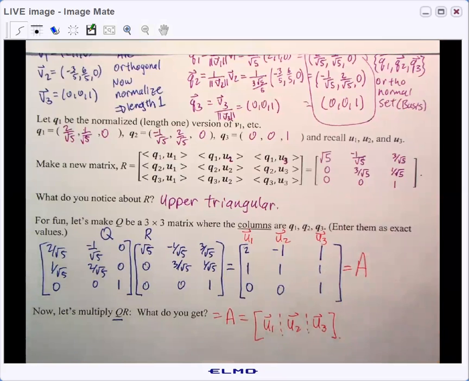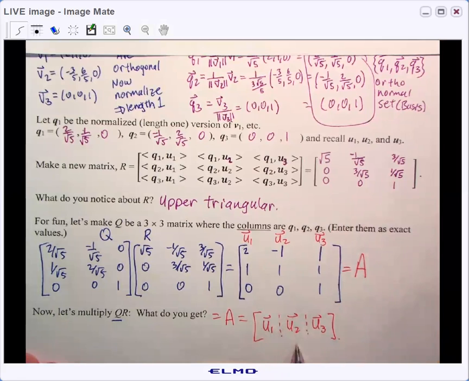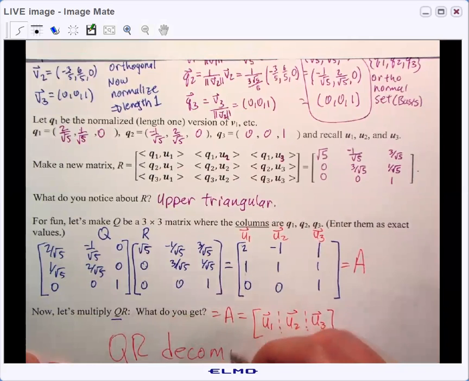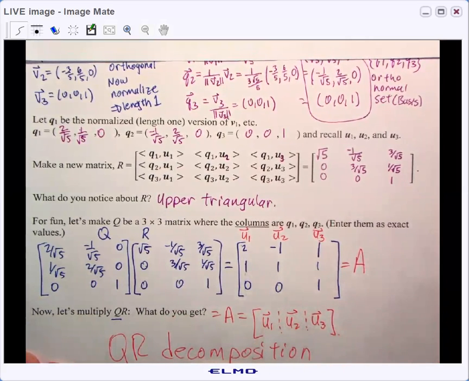So taking a matrix, turning the columns of the matrix into orthonormal columns, orthonormal vectors, and then creating this R matrix right here is something we call the QR decomposition, and you will use that in your numerical methods classes.